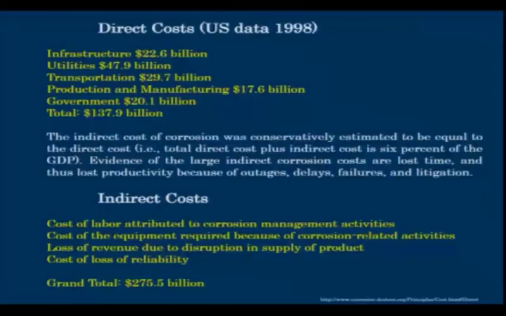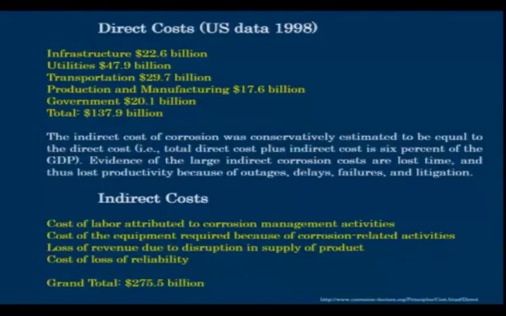Loss of revenue due to disruption in supply of product. For example, the bridge is broken, and once the bridge is broken, then for at least 2-3 months the supply chain is broken. So, it is also a loss of money. Of course, there is the cost of loss of reliability, and it is not mentioned here. There is nothing important other than life, there will be life loss. So, this is a kind of data what I am showing. So, we have to study corrosion.